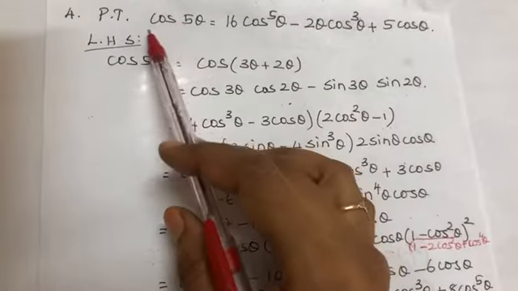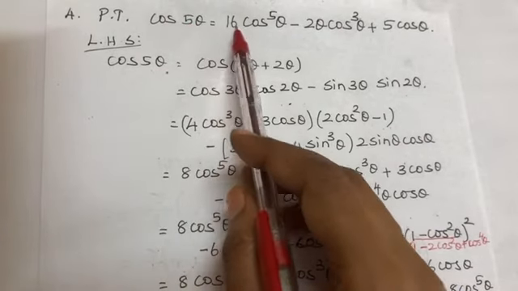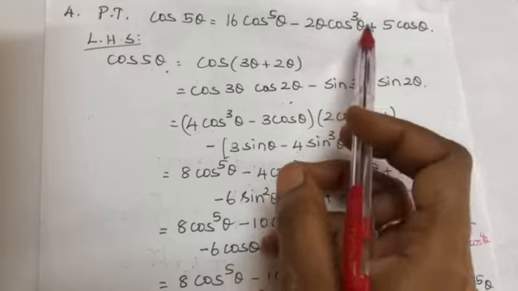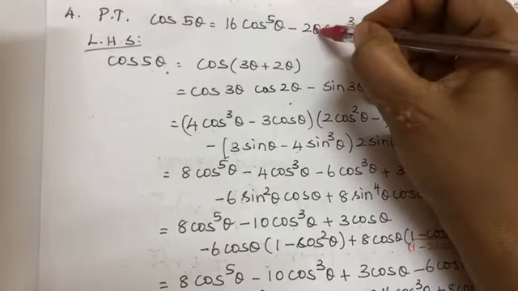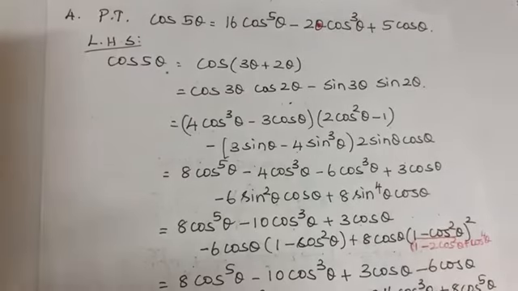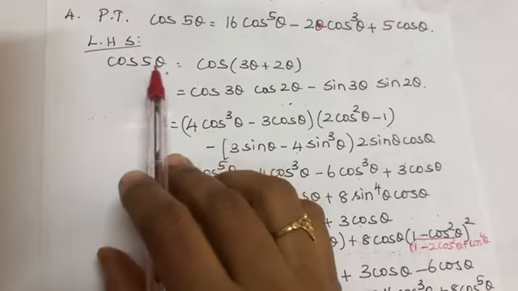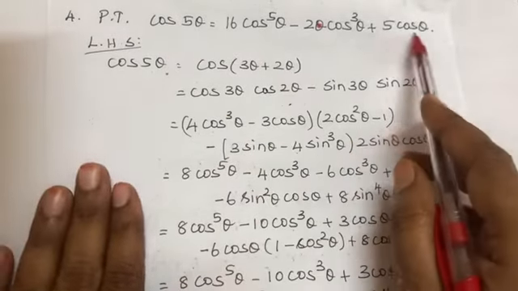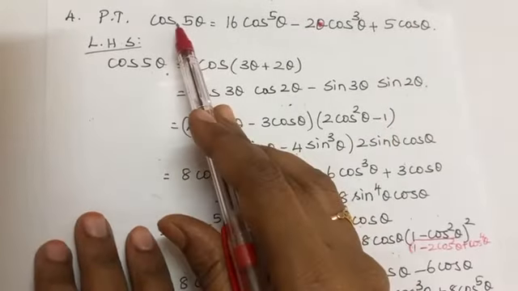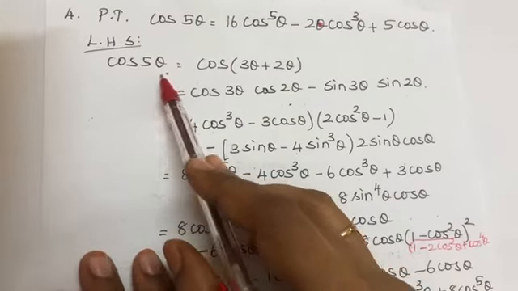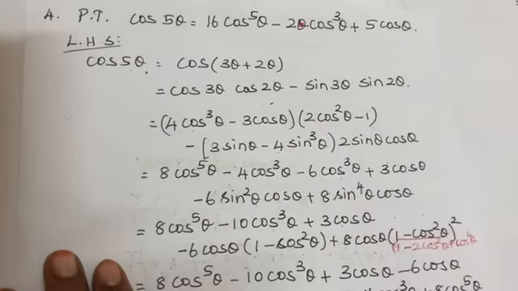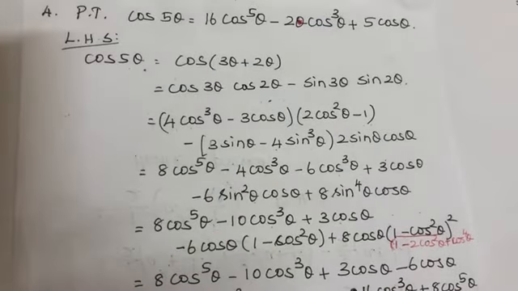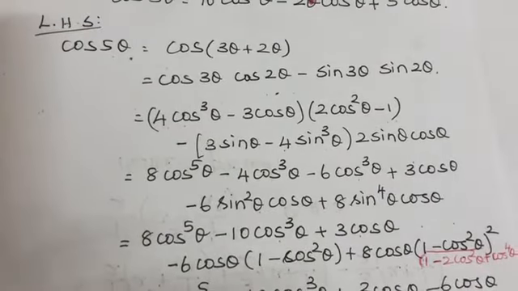Prove that cos 5 theta is equal to 16 cos to the power 5 theta minus 20 cos cube theta plus 5 cos theta. So, we have to prove cos 5 theta is equal to this expression. Okay. So, first we will take the left hand side, that is cos 5 theta. So, cos 5 theta is equal to cos of 3 theta plus 2 theta. I split 5 theta as 3 theta plus 2 theta.